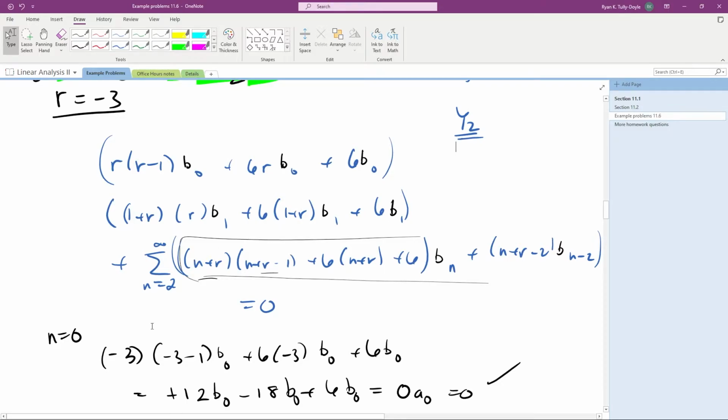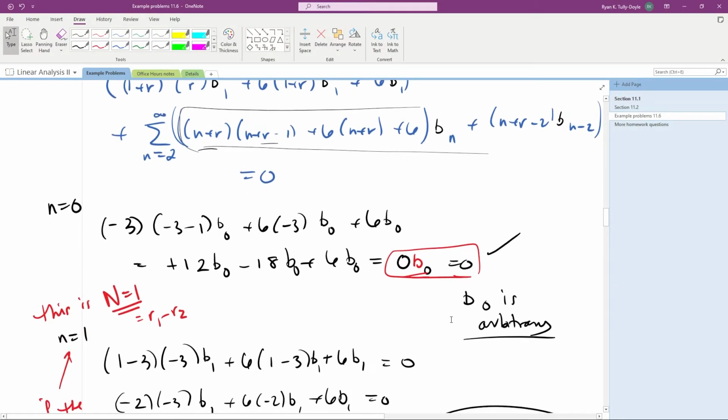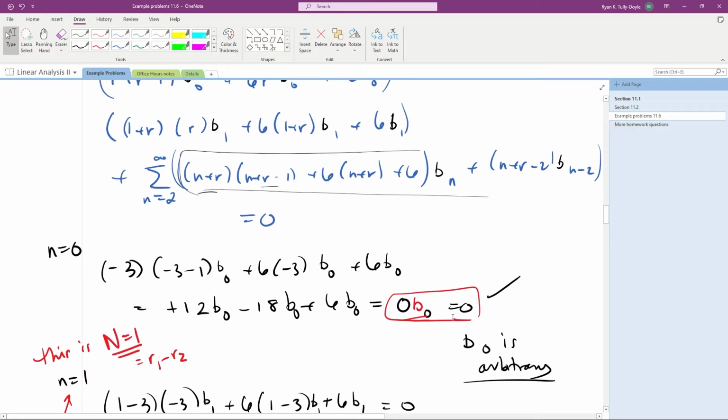When you put r equals -3 into this n equals 0 piece right here, so this is equation 1 again, then you get 0 times b naught is equal to 0. That's the result. Sorry, it's not supposed to be an a naught, it's supposed to be a b naught. And that means that b naught is arbitrary, right? If 0 times something is equal to 0, then b naught could be anything it wants to be.